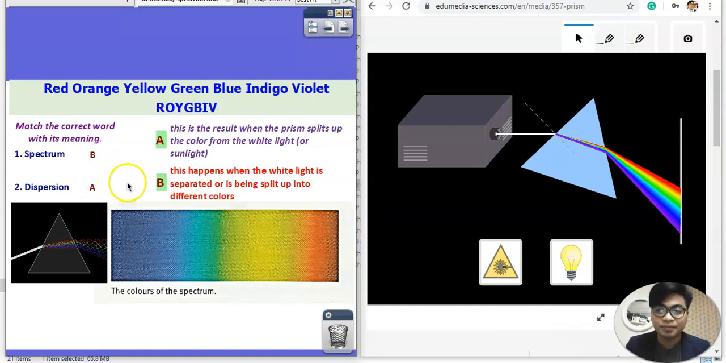And dispersion is the phenomenon where the prism splits up the colors from the white light or from the sunlight. I just want you to remember these two terms that we have in here: spectrum and dispersion. Again, spectrum, these are just the colors of the light which result from splitting of the white light, usually using a prism. And dispersion is the process by which we split the colors of the white light. In this case, we use again a prism.